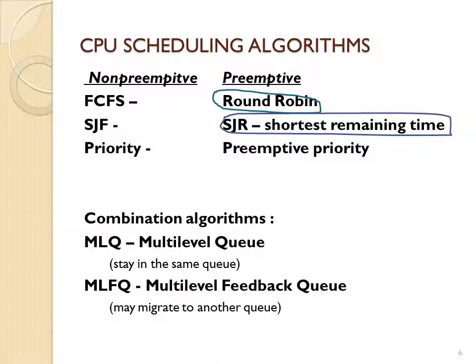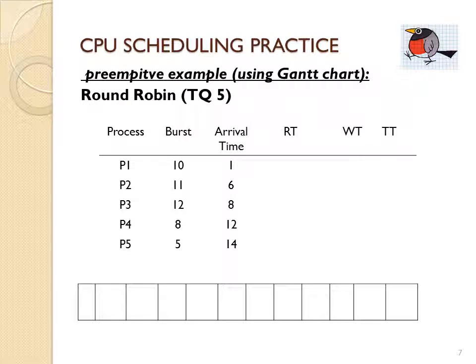So let's get started. Right here we have 5 processes, and they have staggered arrival times, and we're going to be doing round robin with a time quantum of 5. Our current time is 0. When we get started at time 0, you can notice that none of the processes have arrived yet, so the CPU will be idle for 1 time unit.